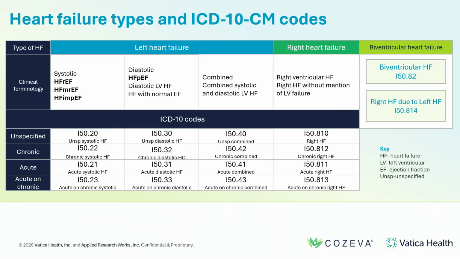So for example, we have heart failure with reduced ejection fraction, or left systolic heart failure. Assign the most specific code from unspecified systolic heart failure, chronic systolic heart failure, acute systolic heart failure, or acute on chronic systolic heart failure based on documentation. So for heart failure with a preserved ejection fraction, or left diastolic heart failure, assign the most specific code for unspecified diastolic heart failure, chronic diastolic heart failure, acute diastolic heart failure, or acute on chronic diastolic heart failure.